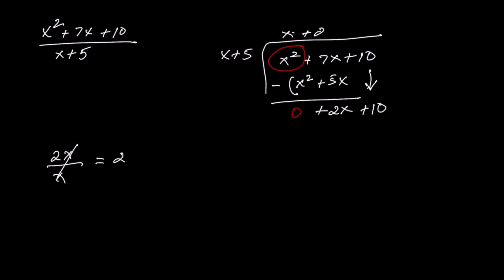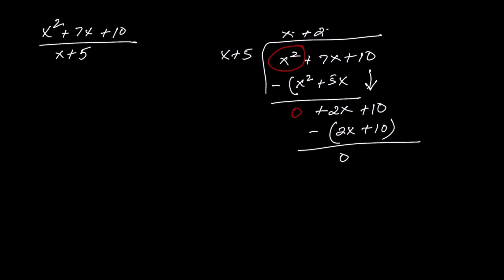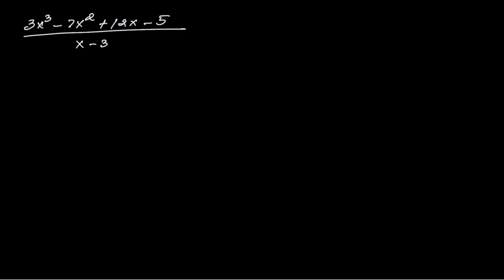Before multiplying again, place a negative sign in front of the parentheses. Multiply 2 by x plus 5, giving 2x plus 10. Subtract. Everything cancels, so the remainder is 0. The result is x plus 2. That completes example 1. Now let's try something a bit more involved.